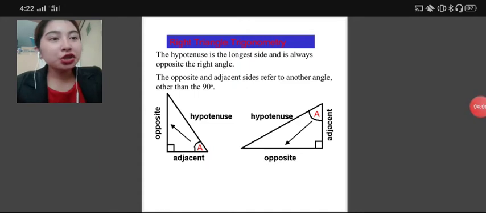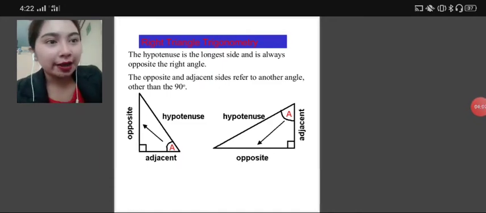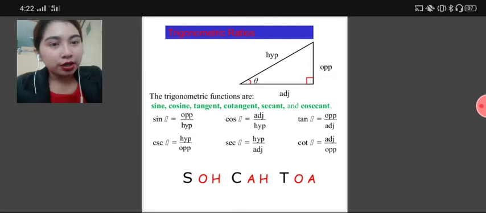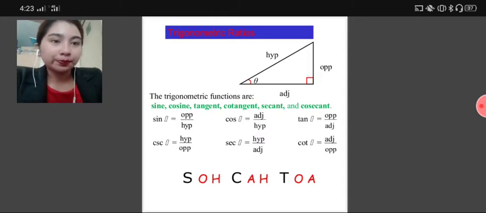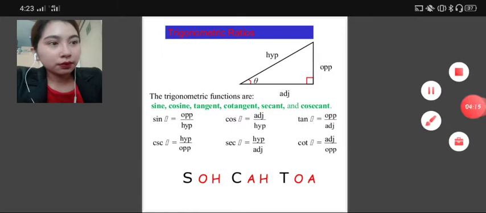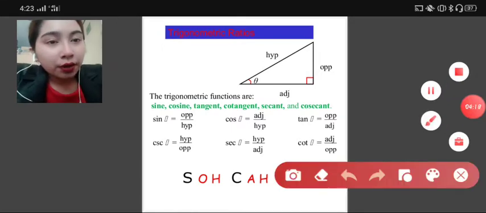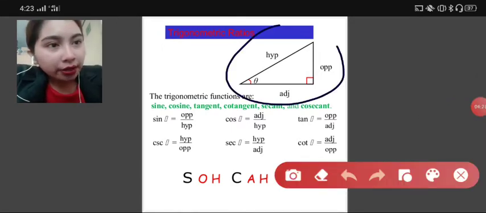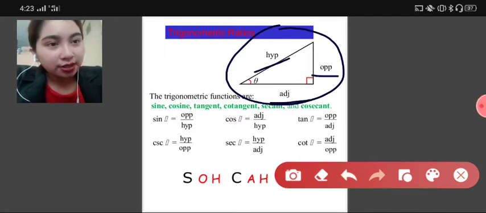Each function has its own formula. The trigonometric functions are sine, cosine, tangent, cotangent, secant, and cosecant. Here is our right triangle: hypotenuse, opposite side, and adjacent side. Here is our right angle. Sine theta is equal to opposite over hypotenuse.